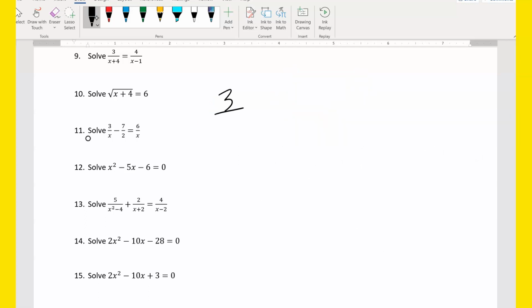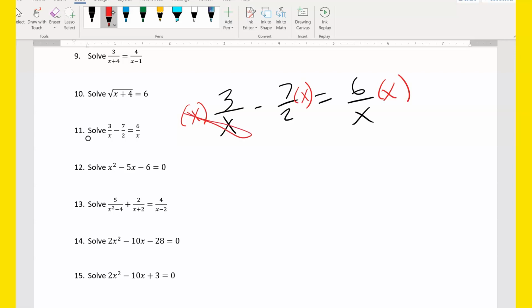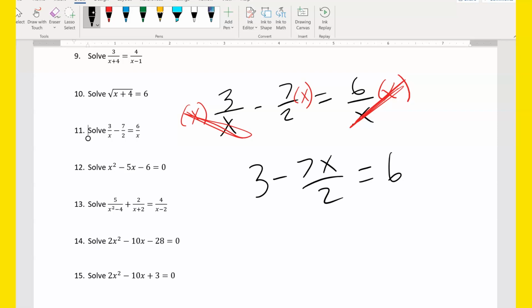Number 11, 3 over x minus 7 over 2 equals 6 over x. Again, I'm just getting the things off the bottom, so I'm going to multiply everything by x to get rid of that x on the bottom. So that cancels out that x right there, and it also cancels out that x right there. That gives me 3 minus 7x over 2 equals 6. The 7 and the x had to multiply. Here, I'm going to multiply everything by 2 so that I can get that 2 off the bottom. So that cancels that out. That gives me 6 minus 7x equals 12.